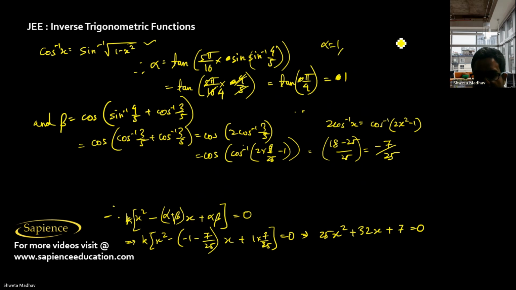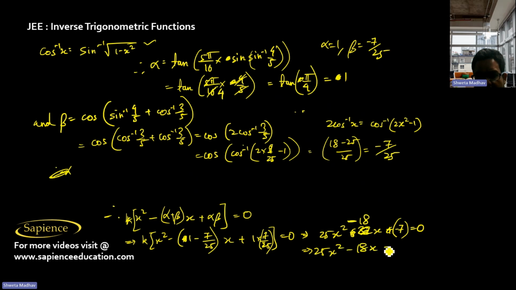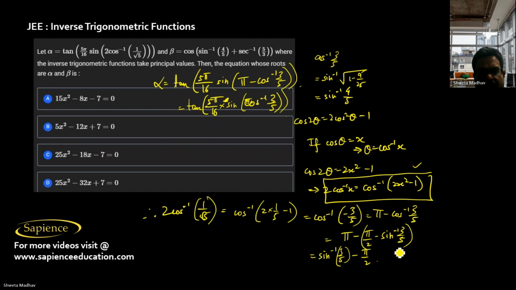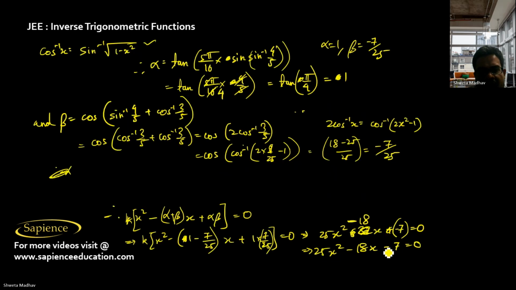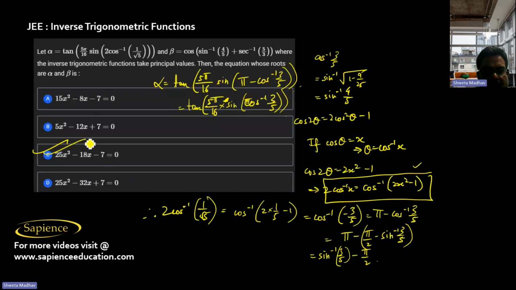Alpha is 1 and beta is minus 7 by 25. Therefore, alpha plus beta, if you do, that will be 1 minus 7 by 25, and the product will be 1 into minus 7 by 25. So this will be minus 7 here, and this will be 25 minus 7, that is 18. It is minus 18. So this will be 25x square minus 18x minus 7 equal to 0. So option C is the correct answer.